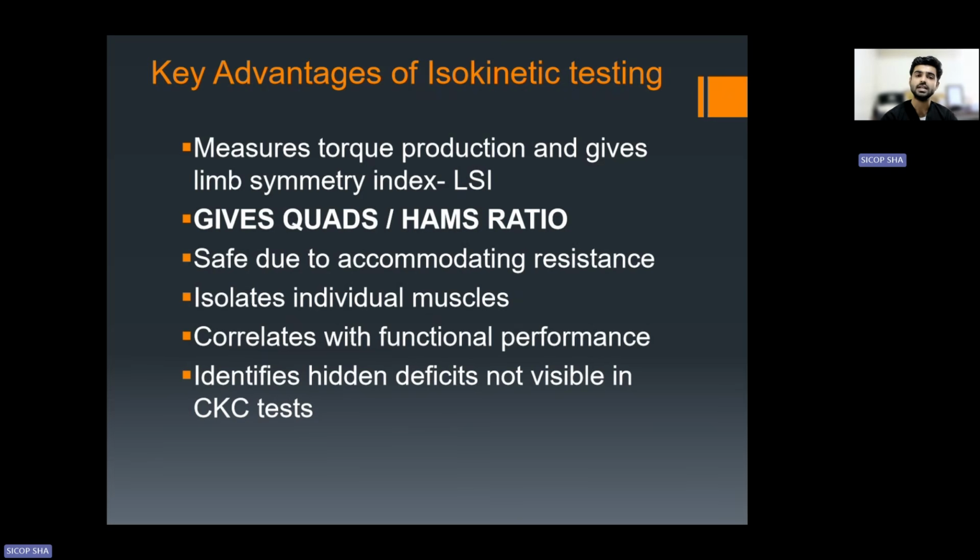Now, the second advantage of isokinetic testing is that it gives a hamstring to quadriceps ratio. Again, this hamstring to quadriceps ratio is very important for considering the return to sports journey or return to sports parameters. Isokinetic testing is safe due to the accommodating resistance. It is very important as it correlates with functional performance. The last advantage is that it identifies hidden deficits that the visible closed kinetic chain test does not.